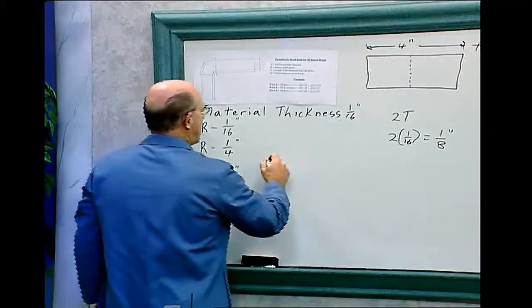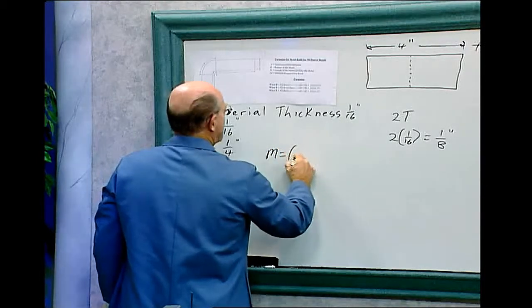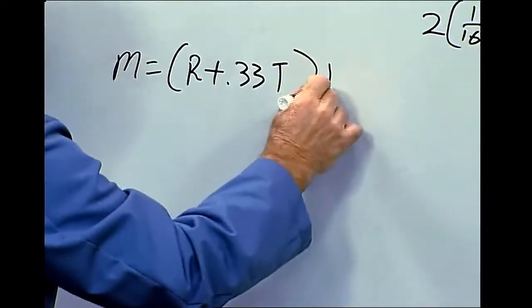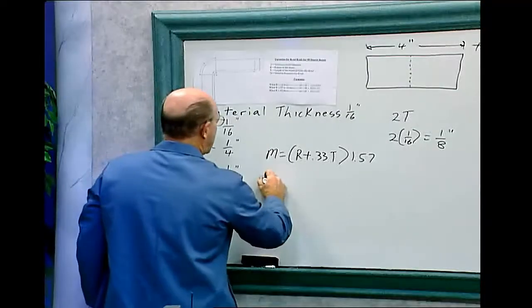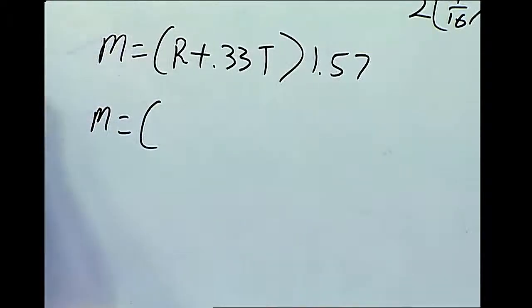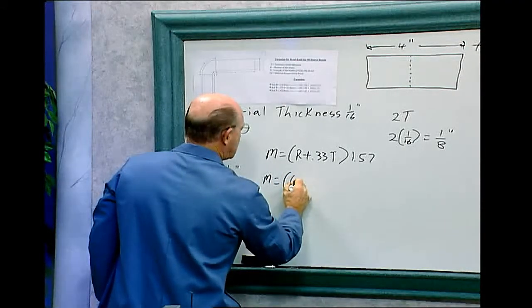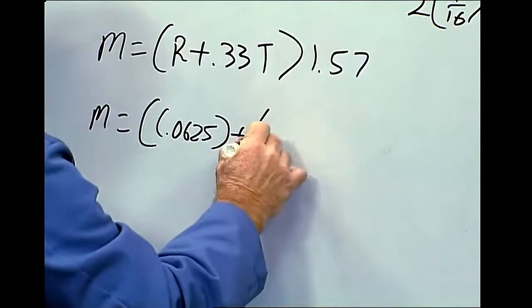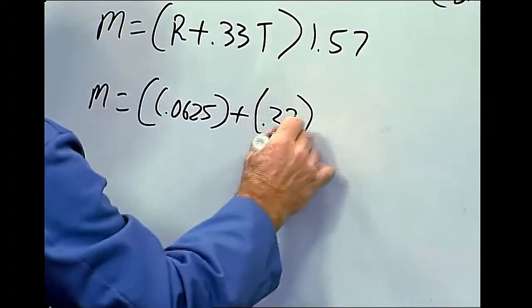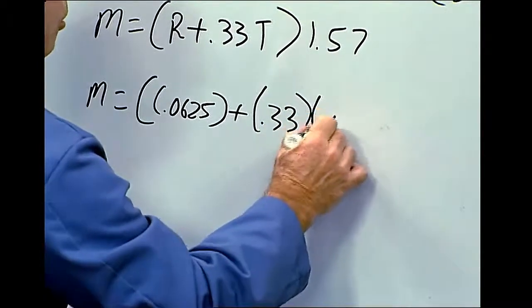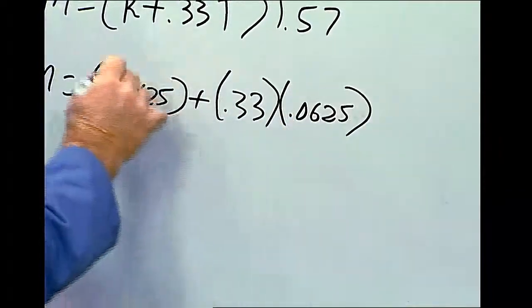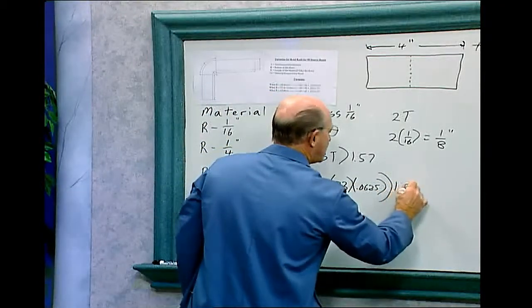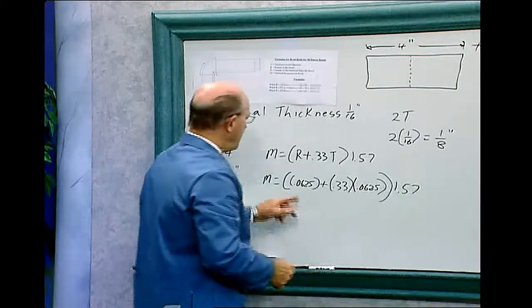So we use this formula, M equals radius plus 0.33 times the thickness, times 1.57. Let's put in the numbers. M equals radius is 1/16, or we'll just put that in parentheses, 0.0625 plus 0.33 times the thickness, which is again 0.0625, and we've got to multiply that entire formula by 1.57. Let's go to the calculator now and do the math.